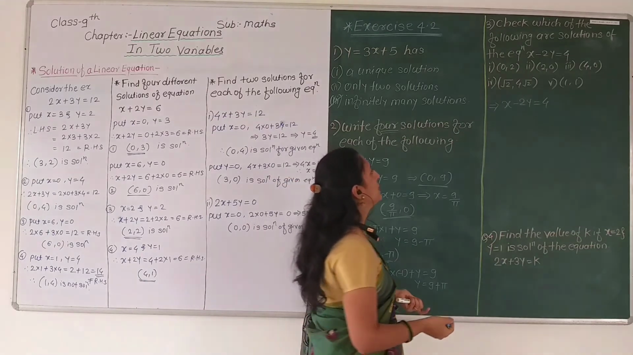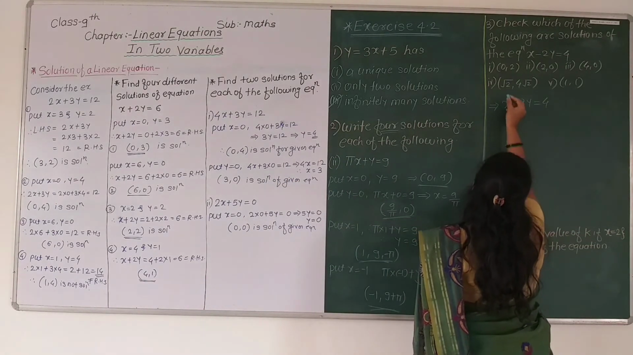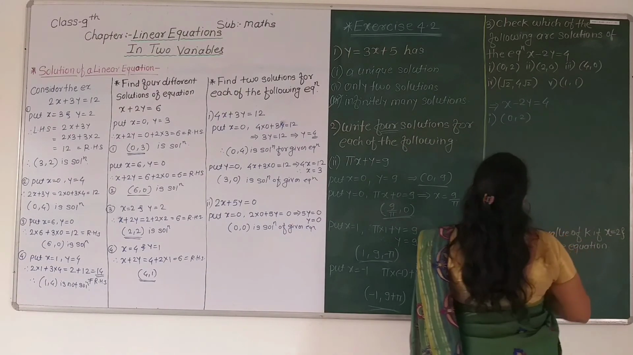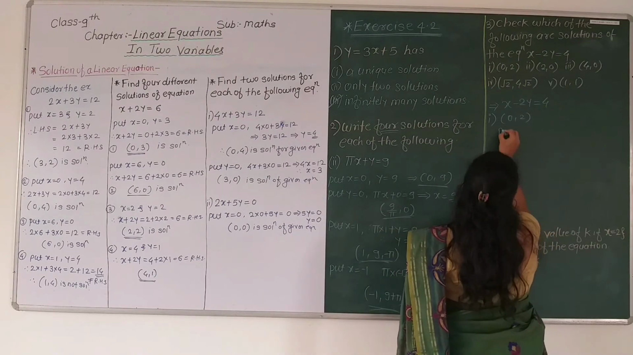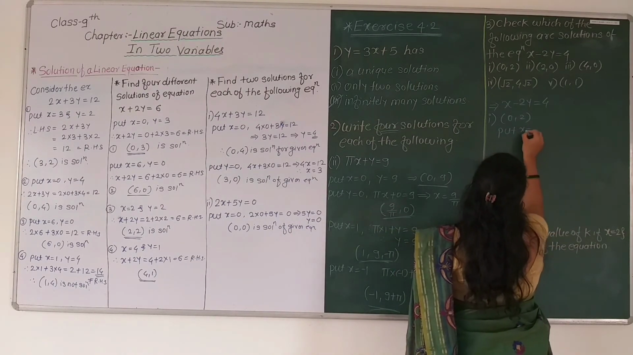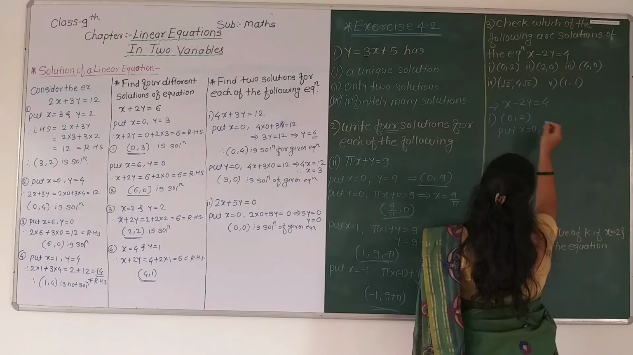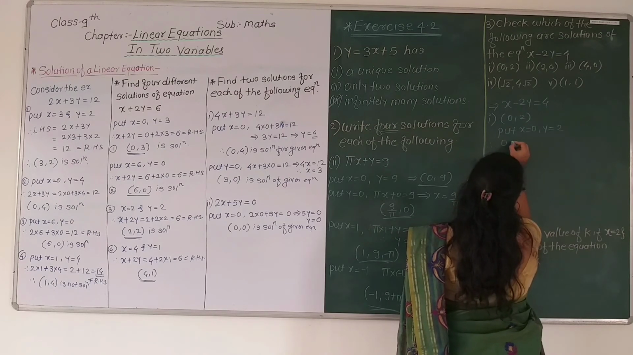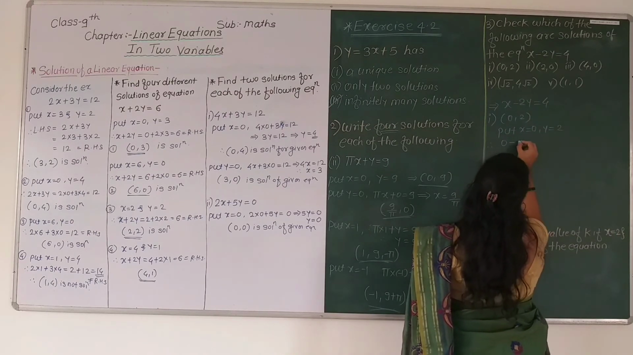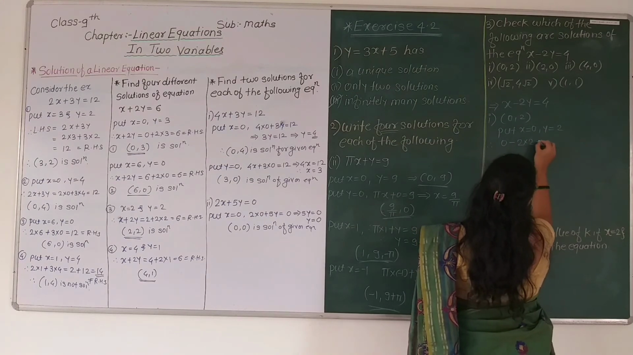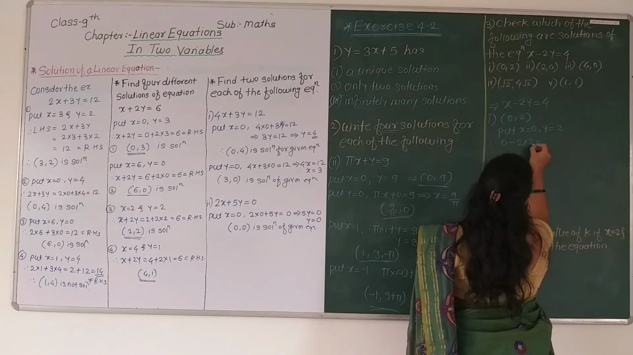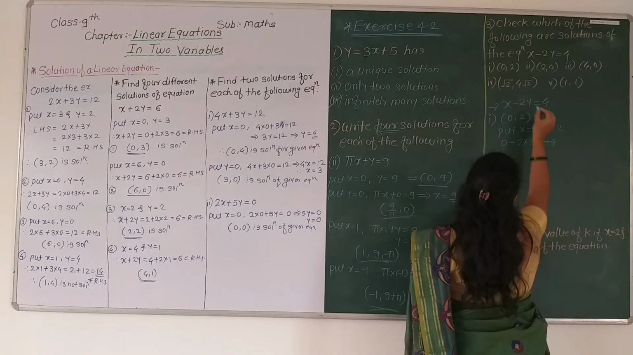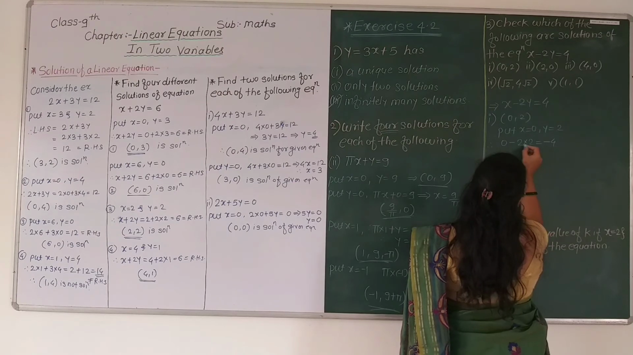So first one, 0, 2. We have to check whether 0, 2 is a solution of this equation or not. That means we put x is equal to 0 and y is equal to 2 in the equation. Here, x is equal to 0. So we get 0 minus 2 into 2, that is negative 4.